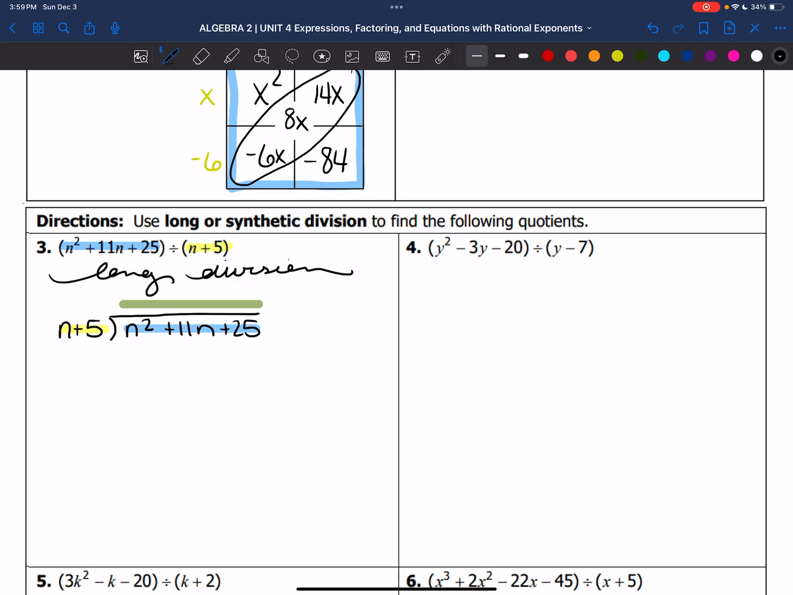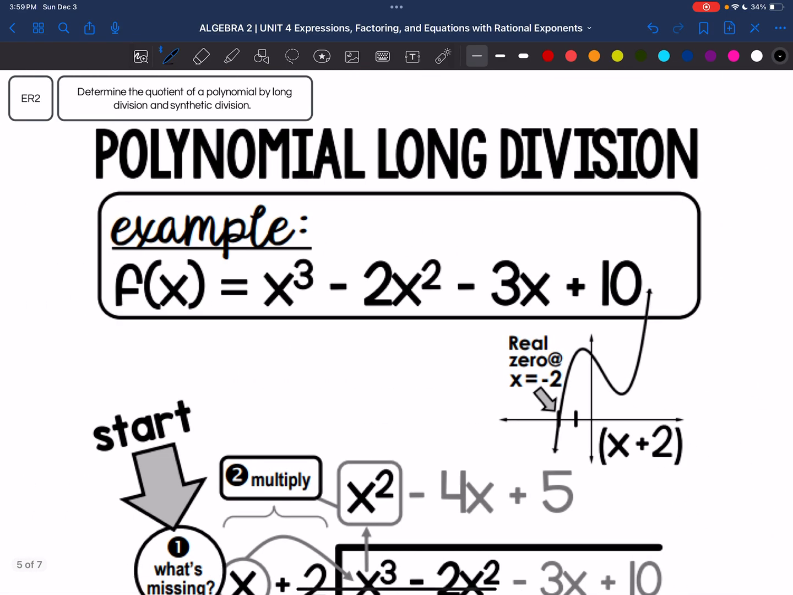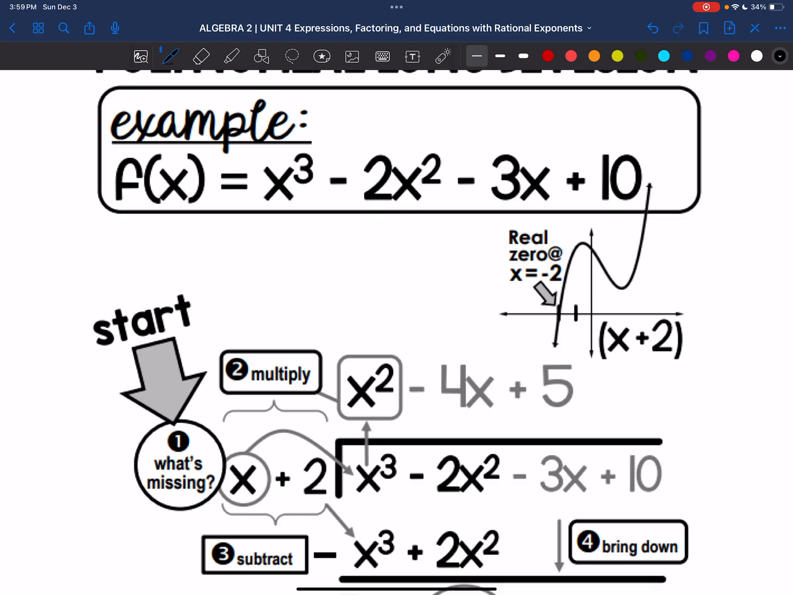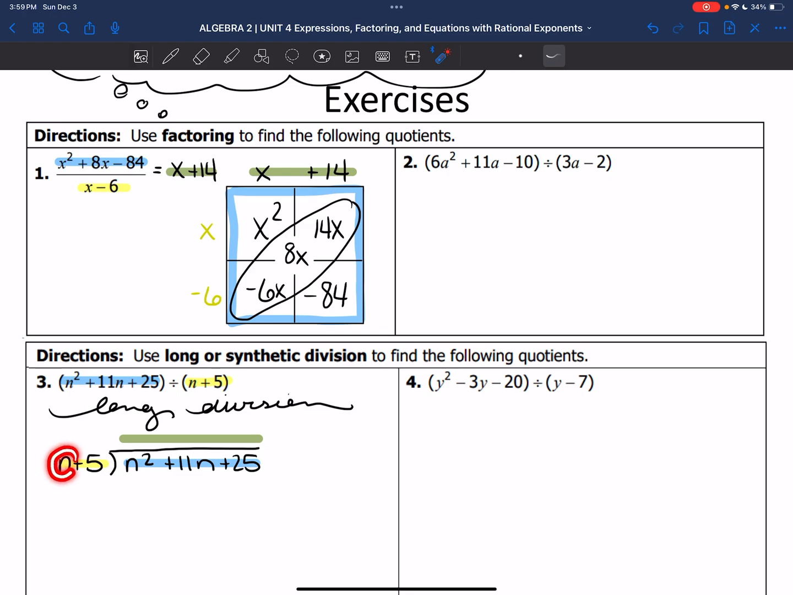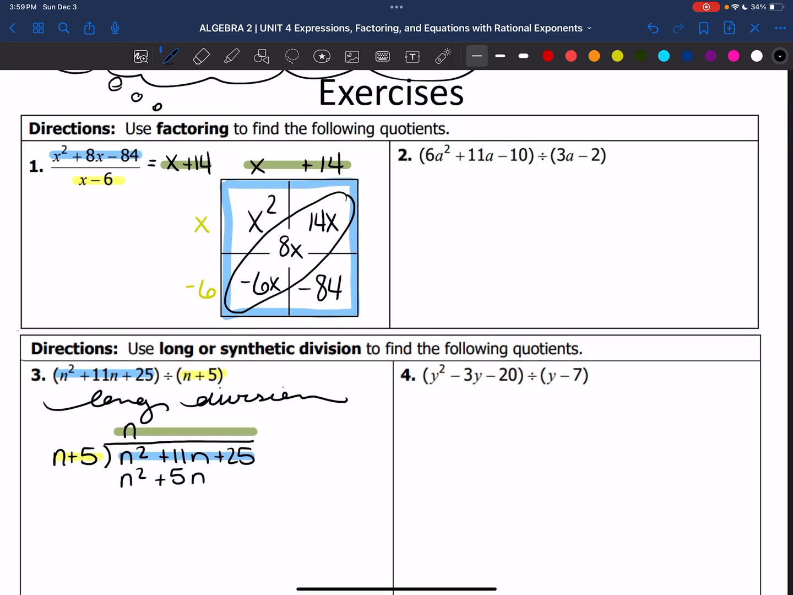So let's do it. Like it says on our previous page, step number 1 is to try and figure out what is missing. What do I need to multiply n by to get n squared? Well, that's just n. Then step number 2 is to go ahead and multiply. I'm going to multiply n times n, and that is n squared. N also times 5, and that goes just below. N times 5 is 5n. So there we have it.